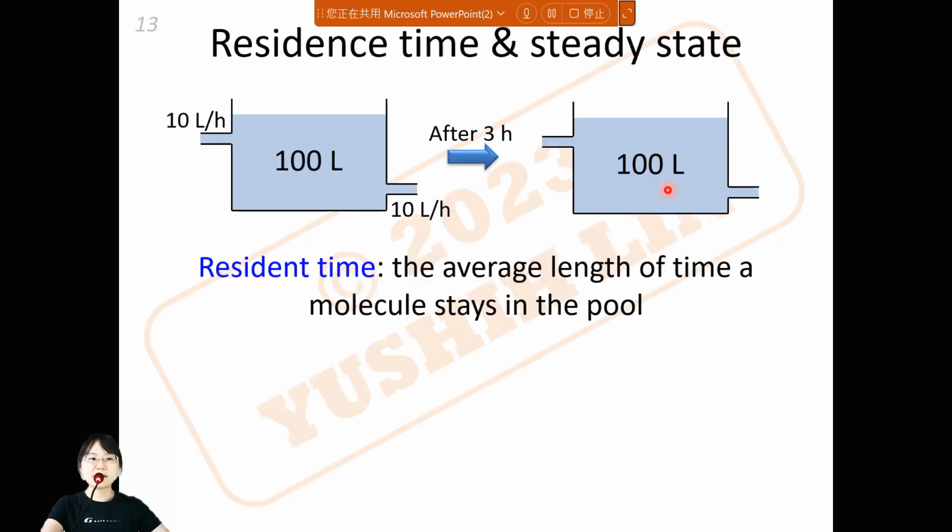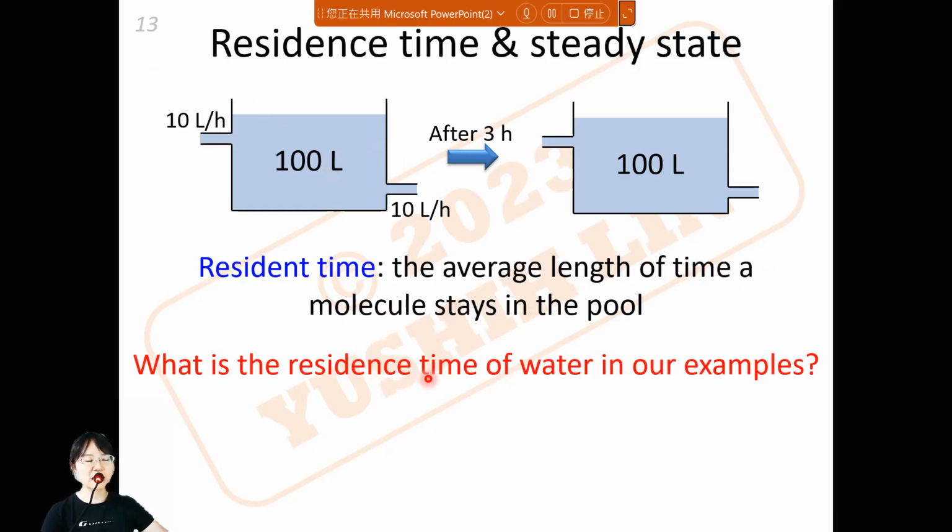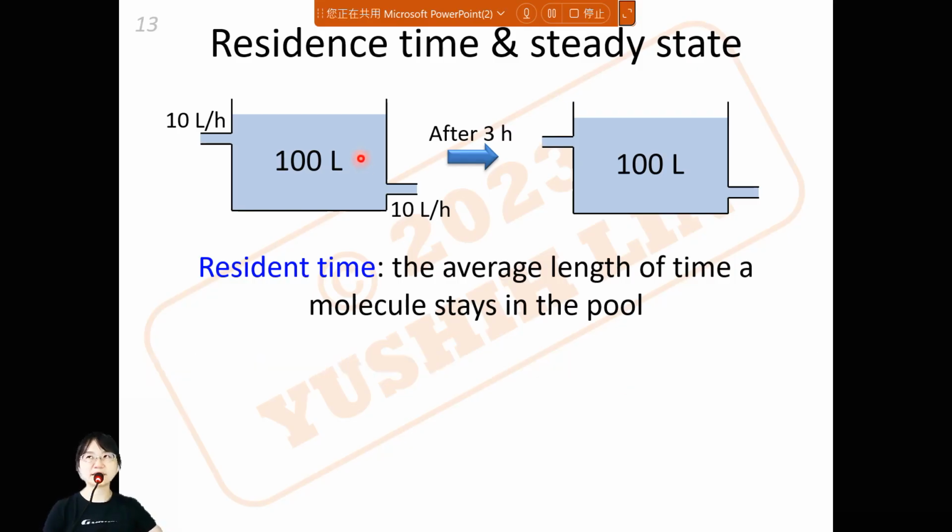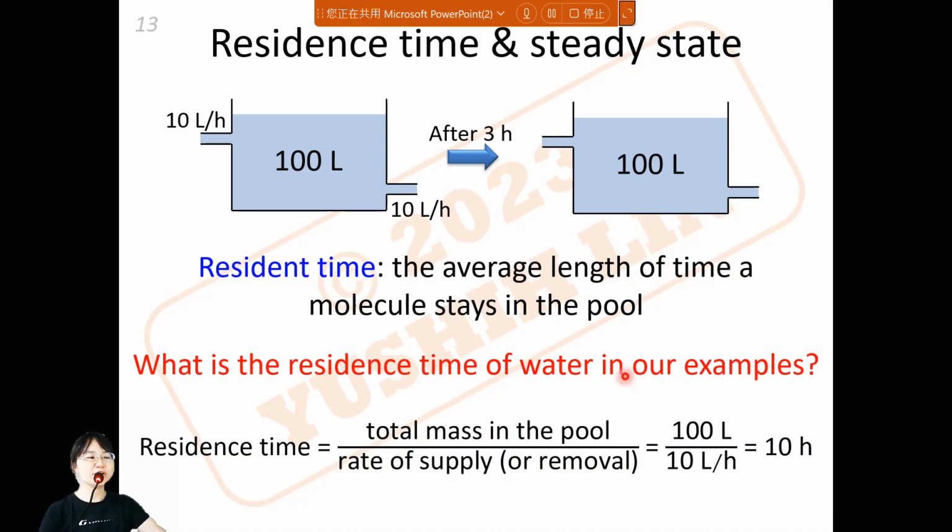How does the concept of steady state lead us to the concept of residence time? This is the definition of residence time: the average length of time a molecule stays in the pool. How can we calculate the residence time of water in our example? So there's an equation for this. You need to divide the total mass or volume in the pool by the rate of supply or removal.